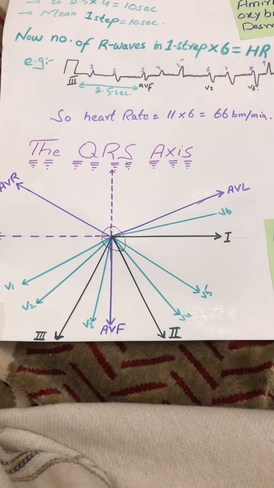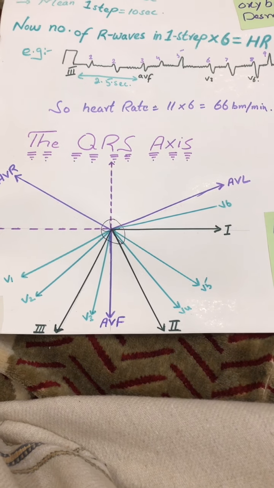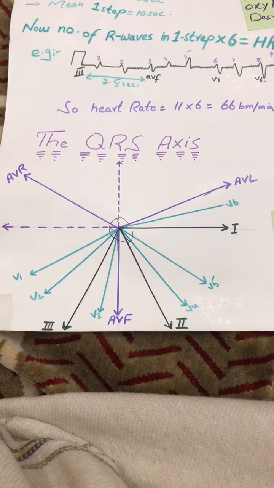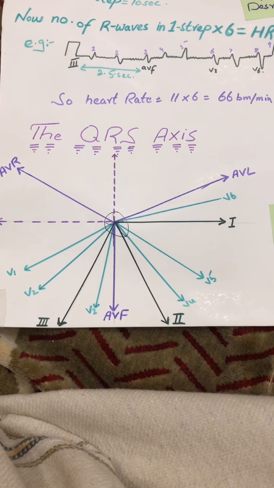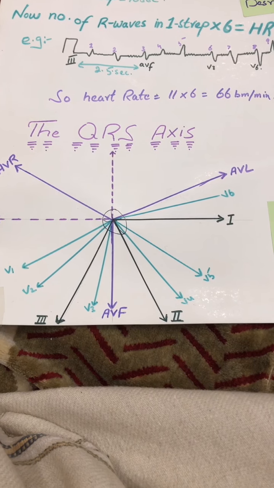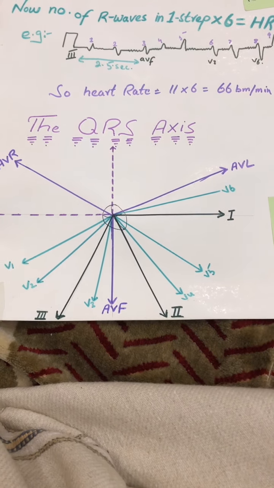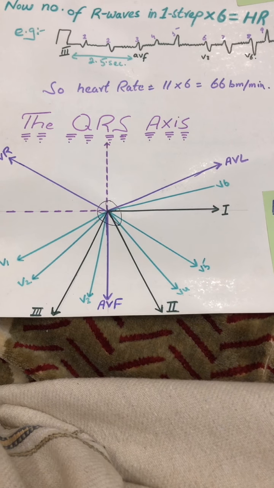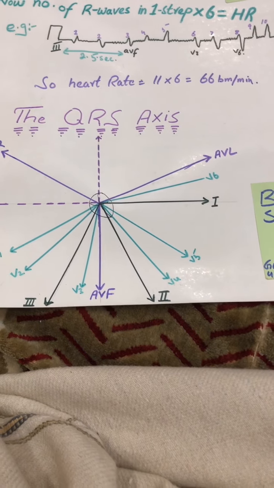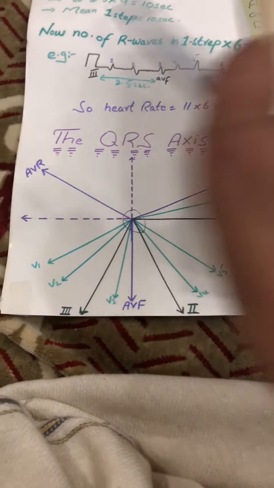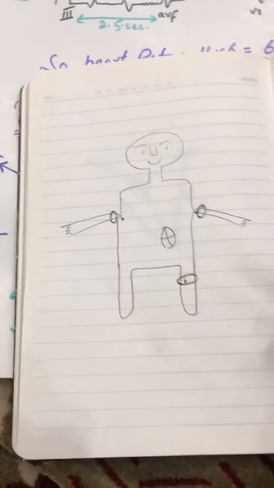We're gonna explain everything very simply and clearly, and at the end of this topic you'll be able to see which lead you can use to find MI of which wall of the heart. Okay, so believe me and stick with me, and I need your full attention right now. Okay, so let's start with this ugly diagram again.